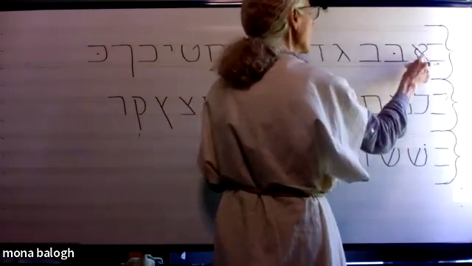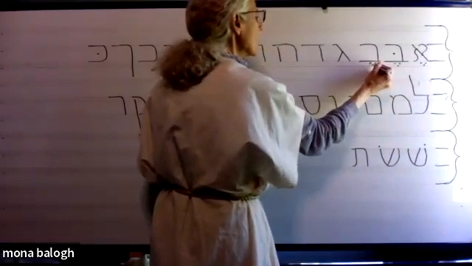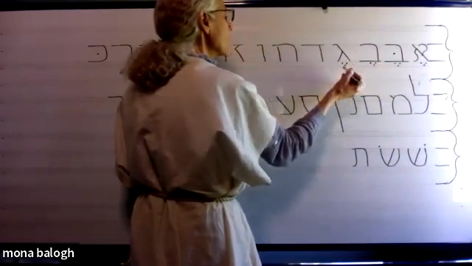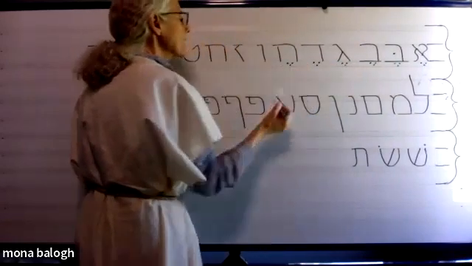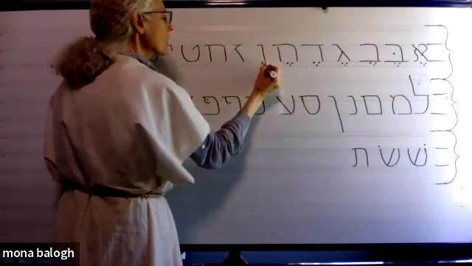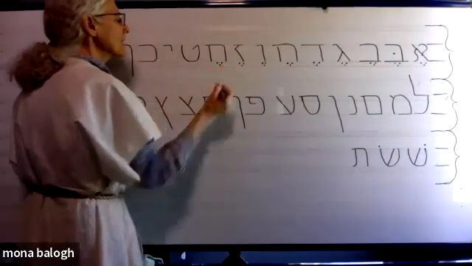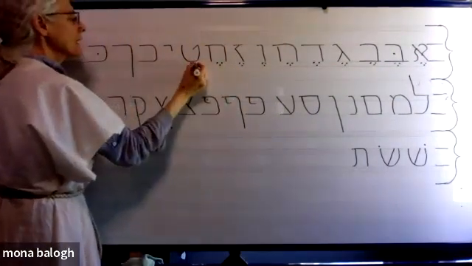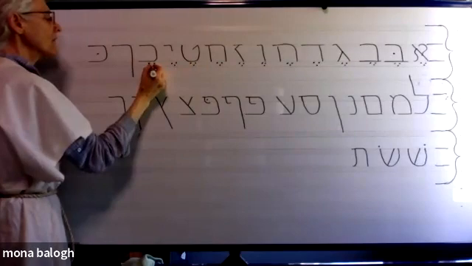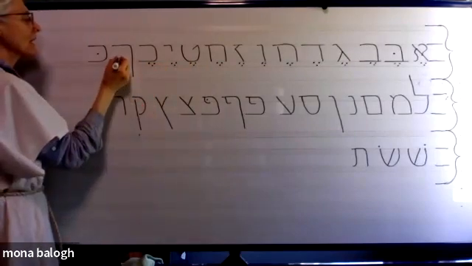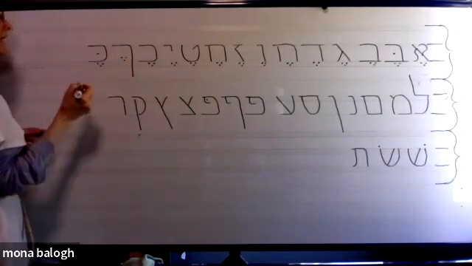Right? Aleph segol eh. Beit segol be. Veit segol ve. Gimel segol ge. Dalet segol de. He segol he. Vav segol ve. Zayin segol ze. Chet segol he. Tet segol te. Yud segol ye. Chaf segol che. Chaf sofit segol che. Chaf segol ke.